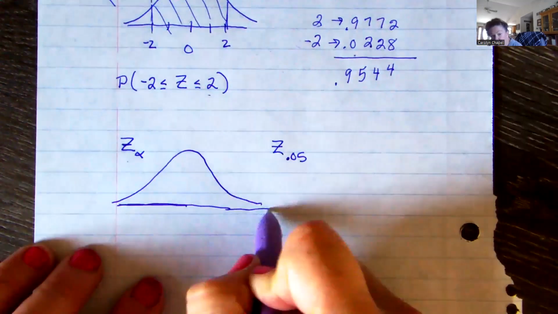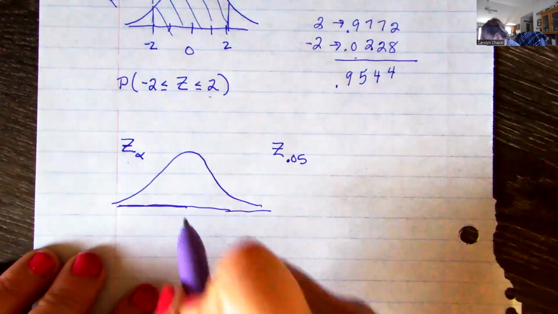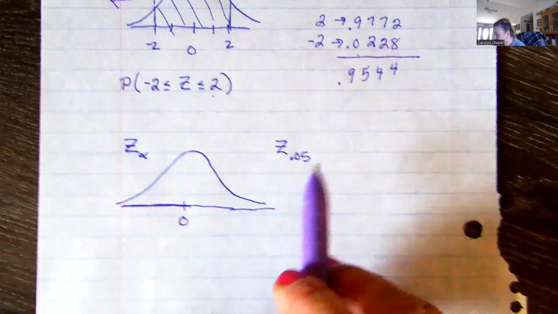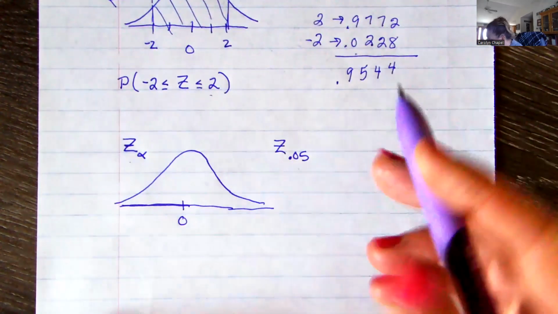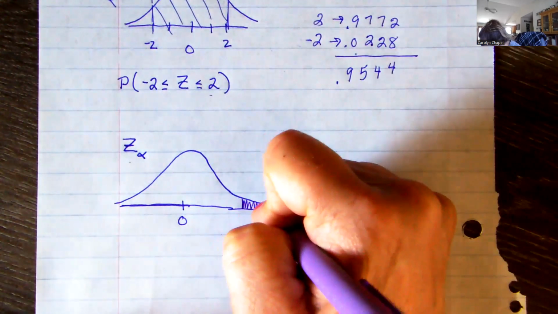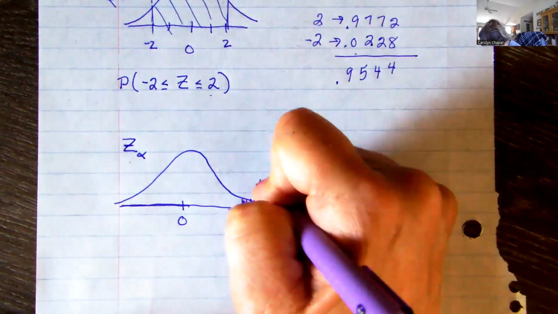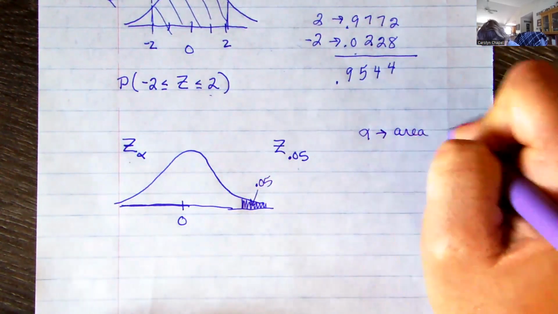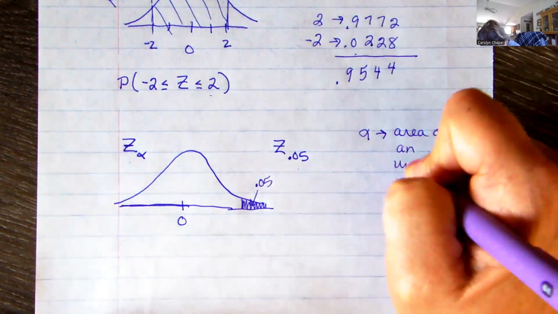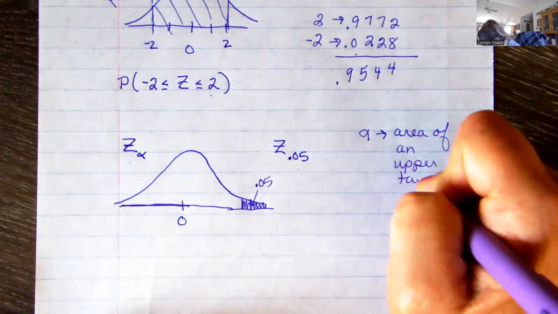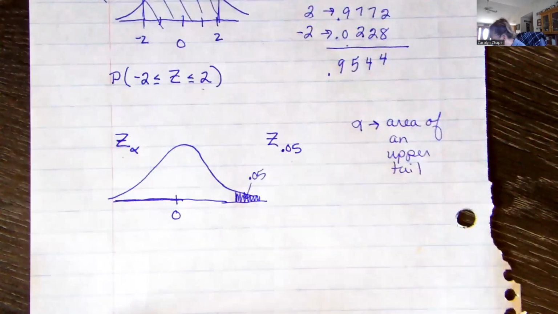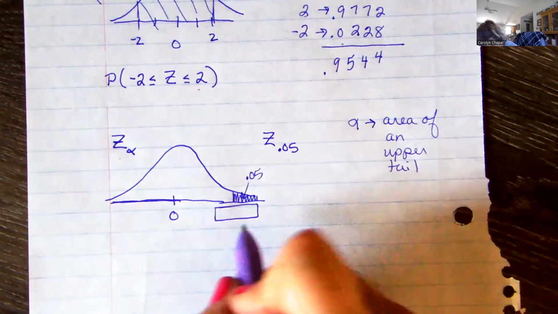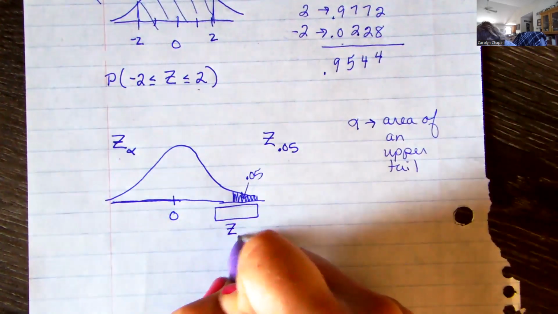is, my standard normal, z, centered at 0, standard deviation of 1. This is going to represent the area in an upper tail. So this is going to be that 0.05. So that alpha is going to be the area of an upper tail. And what we want to do is find the z value that gives us that little bitty area. This is going to be our z.05.